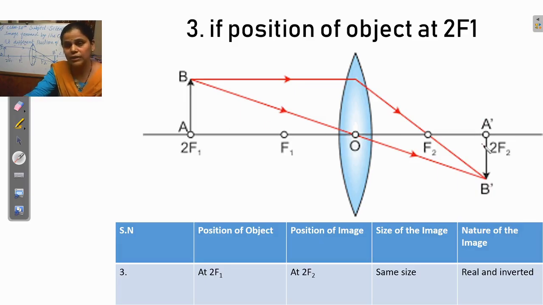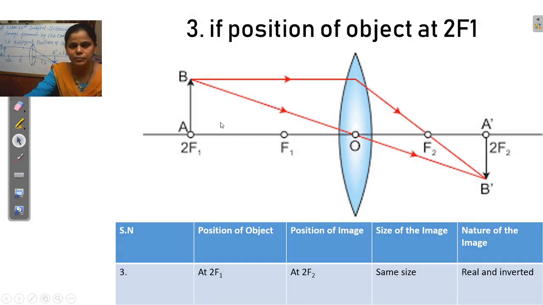Got it, student? And the position of the image, A dash B dash, is at 2f2. The nature is real and inverted. Understand? And the size is the same: AB is equal to A dash B dash. That means when the object is at 2f1, the image is at 2f2, the same size, and real and inverted.